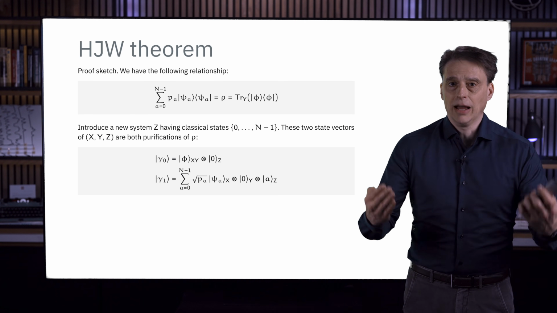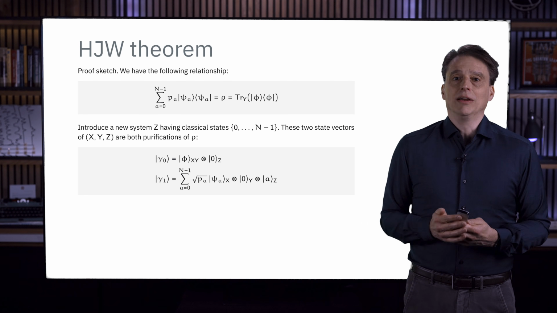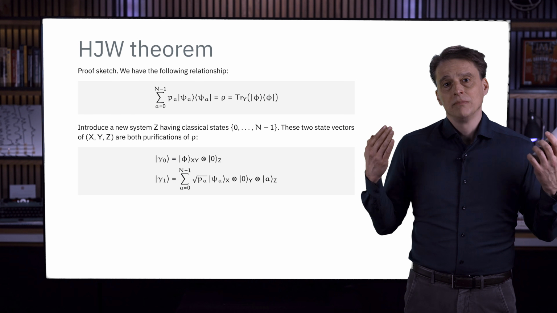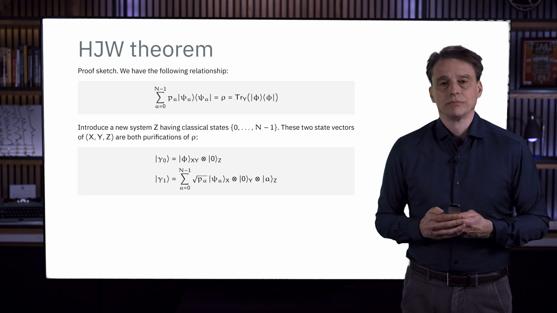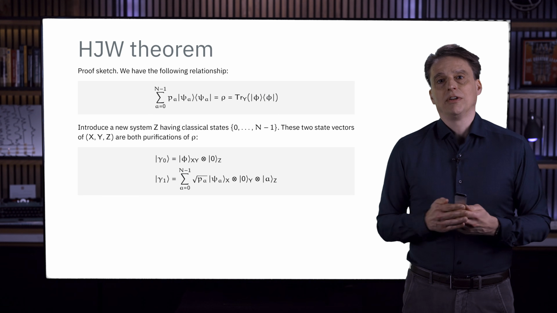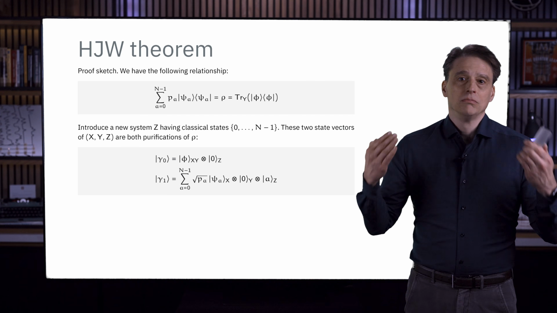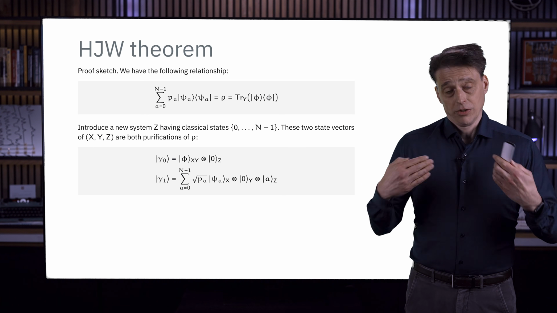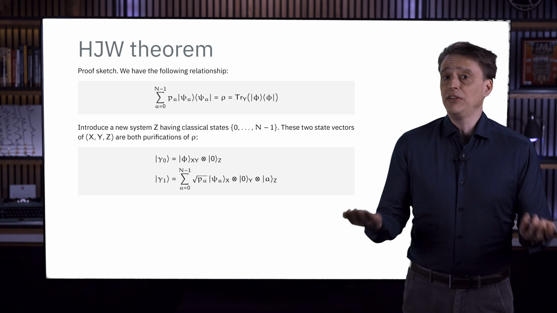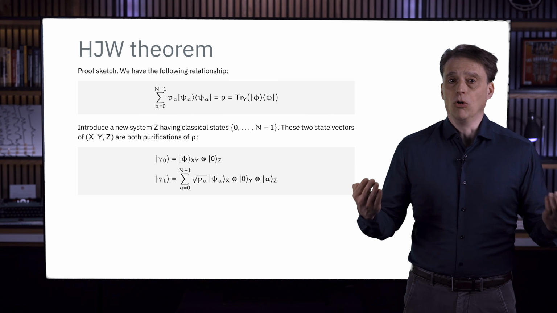The first vector, gamma 0, is essentially the same thing as the original pure state phi, except that we're initializing the new system Z to the 0 state. It's clear that if we trace out Y and Z, we'll be left with rho, so gamma 0 is a purification of rho.